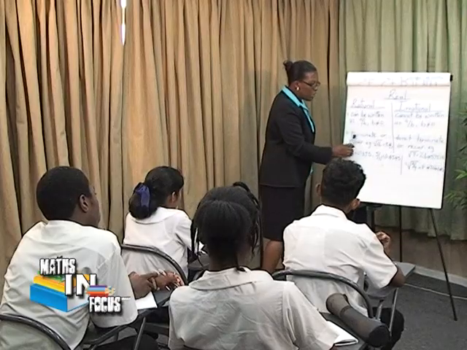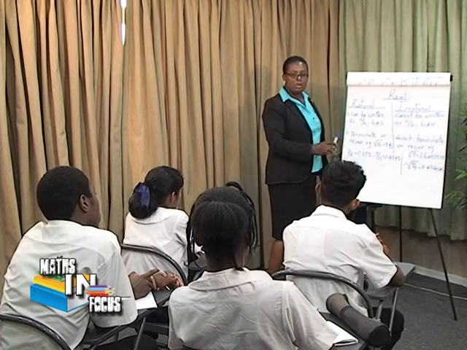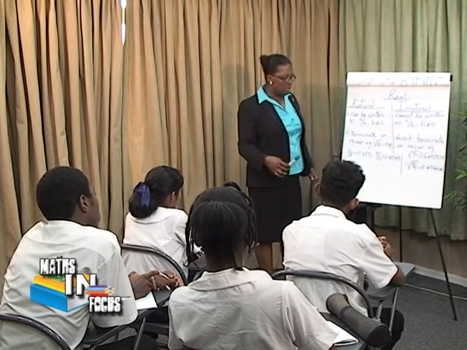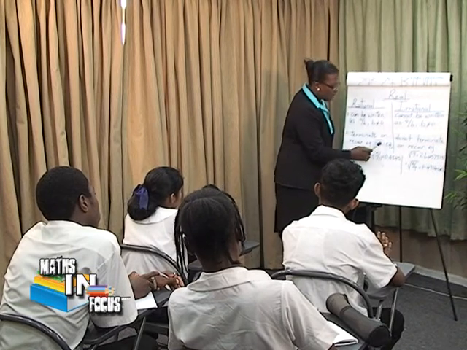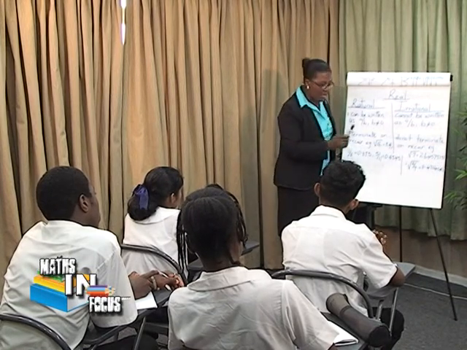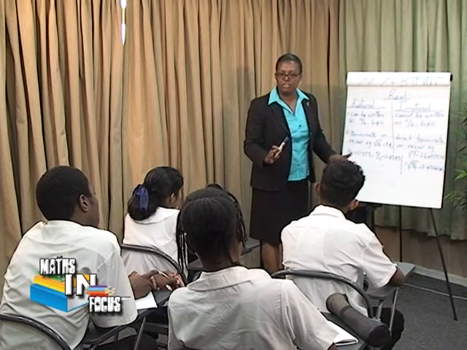Second characteristic: rational numbers terminate or they recur. Now, what do we mean by terminate? If we find the square root of 16, the answer is either a positive 4 or a negative 4. It finishes. It comes to an end. What do we mean by recur?